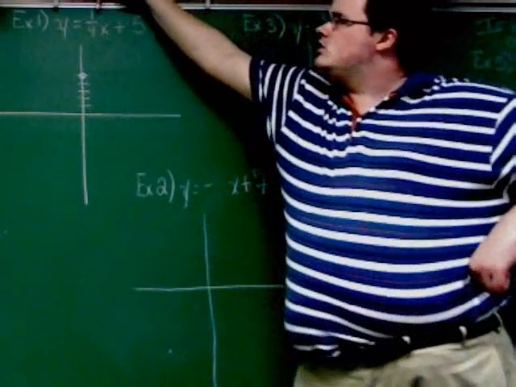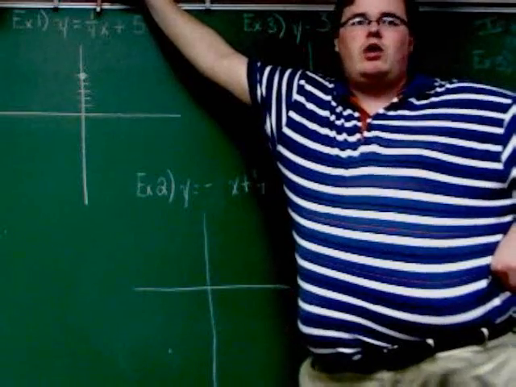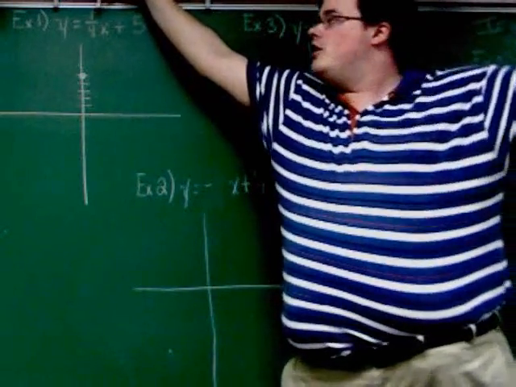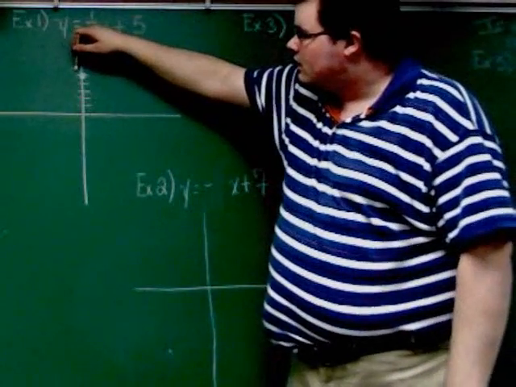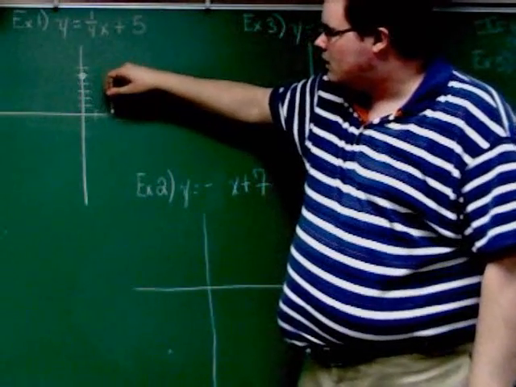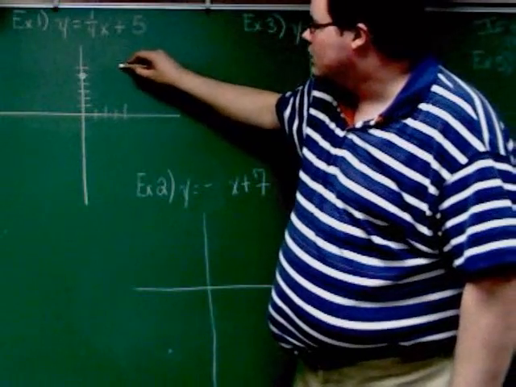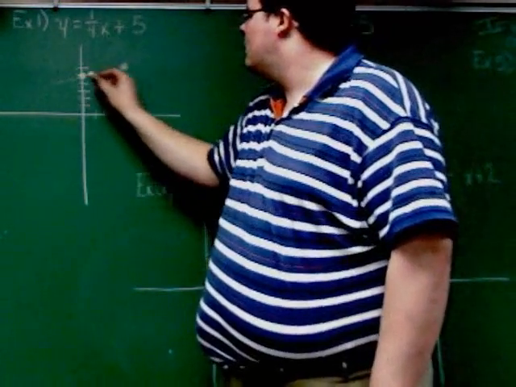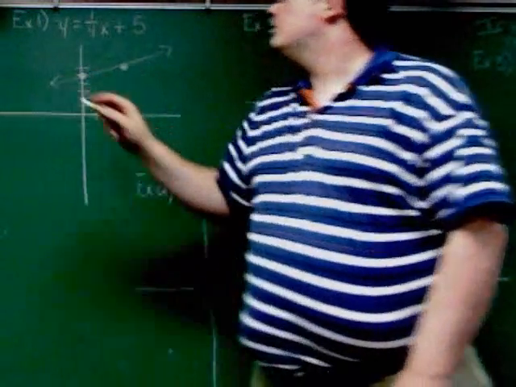And then I plot my slope. My slope here is 1/4. That means I'm going to rise 1 and run 4 from here. So I'm going to rise 1 and run 4. There you go.